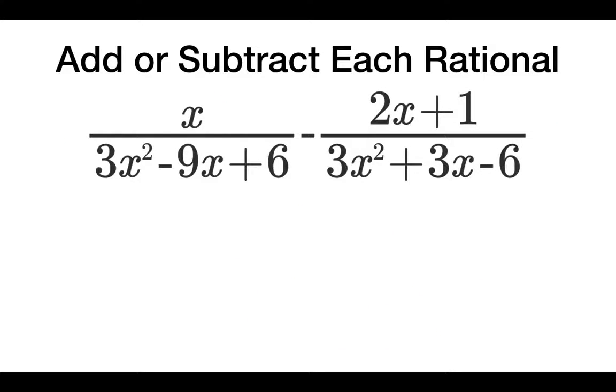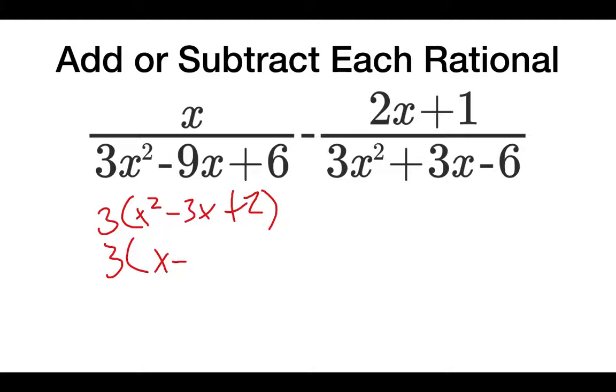All right, so let's try another one. If you look at this one, I need to find my common denominator, but to do that, I first have to factor out both denominators. So, first thing I'm going to notice before I try anything else is, look, 3, 9, and 6, those all have a common multiple of 3. So this is really 3 times x squared minus 3x plus 2, meaning 3 times x minus 2 times x minus 1.